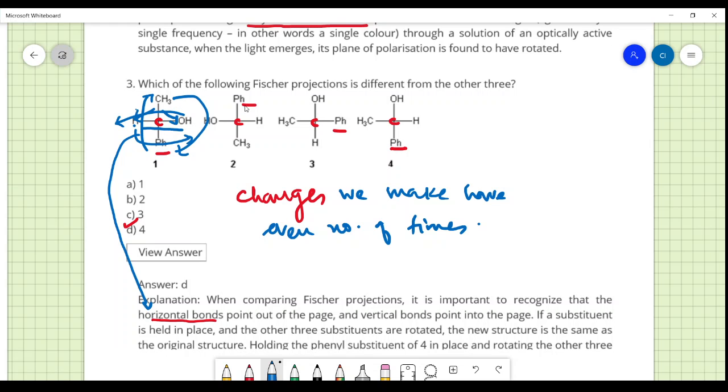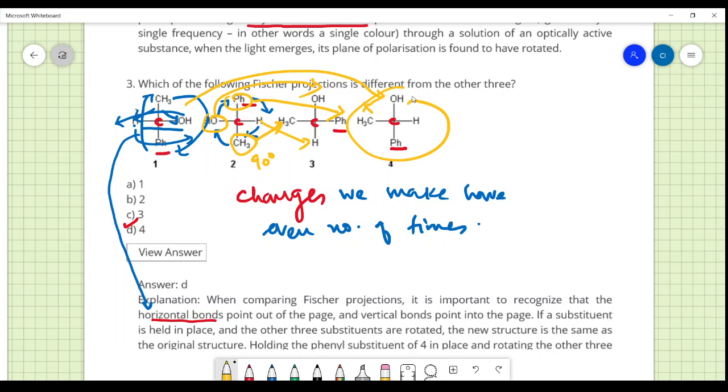Here Ph has come there and H has gone here. So that is one change. The next change is OH has come here and CH3 has come here. As a result of this, you can see that CH3 is here, OH is here, Ph is here, and H is here. All have made about 90-degree turnarounds. This should be the same as this case, but it is not, so it is the singled out case there. Okay.